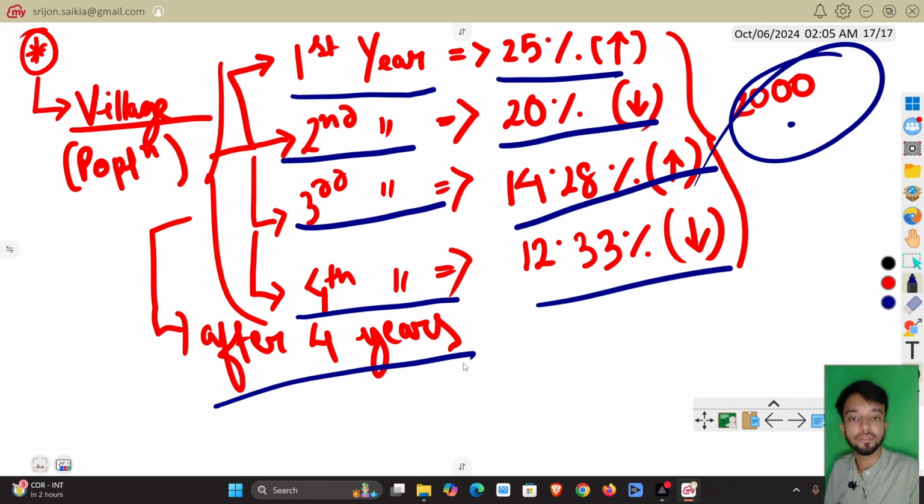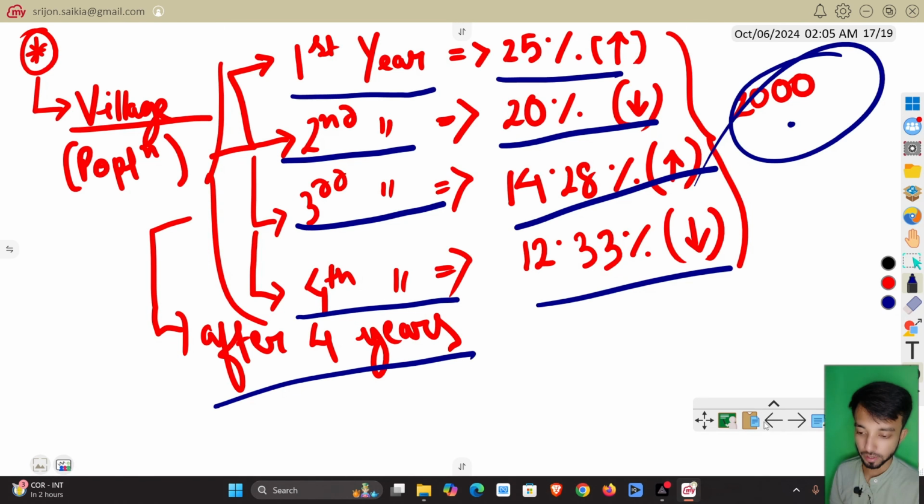So how are you going to solve this type of question? Very simple. Very, very simple. You don't need to take tension. Initially, the population was 2000, right?